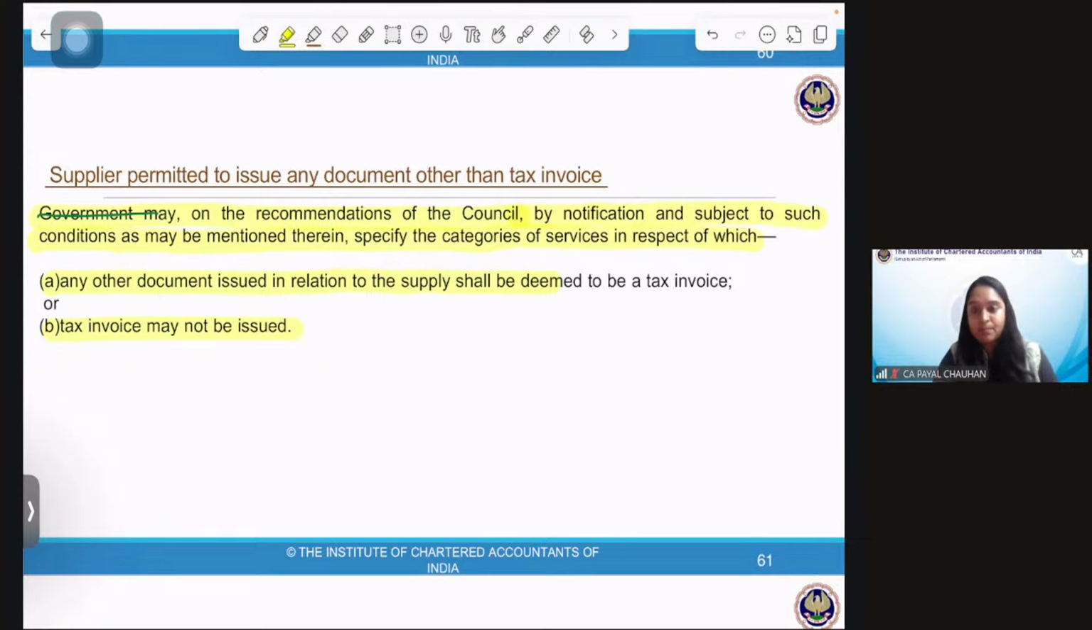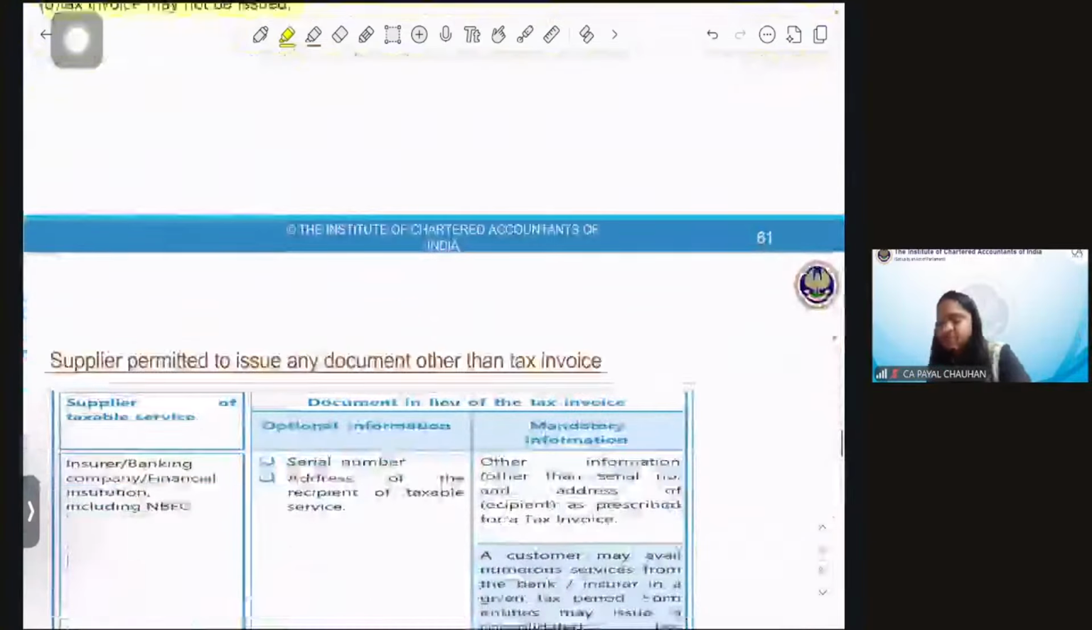Like for your example, in case of a ticket, it's not possible to issue an invoice every time. So that's why the government itself has given these kinds of provisions. And in certain cases, you need not even issue a tax invoice. Now we'll see the example.